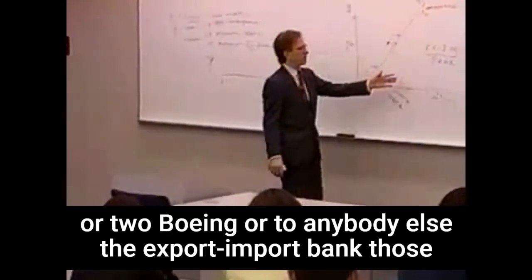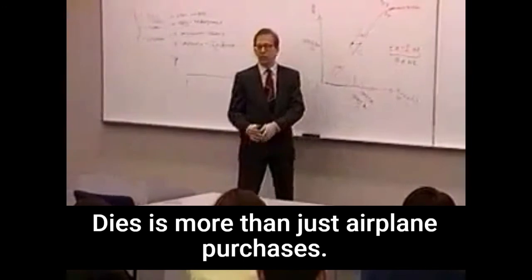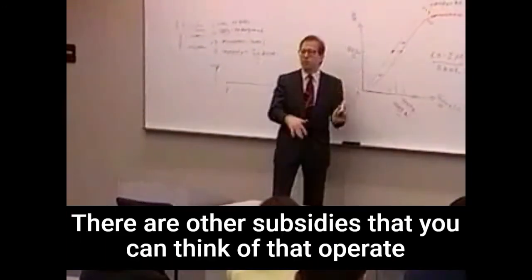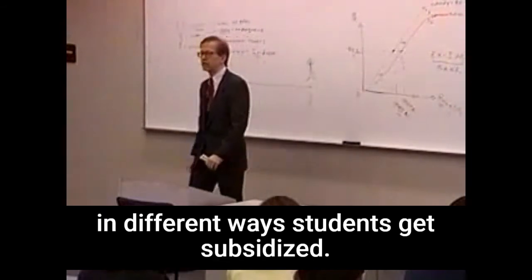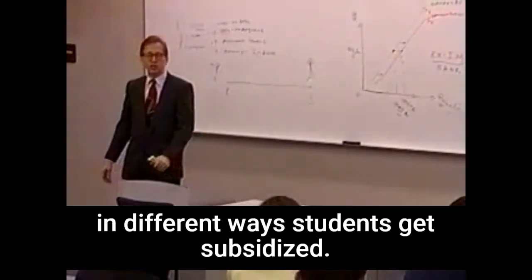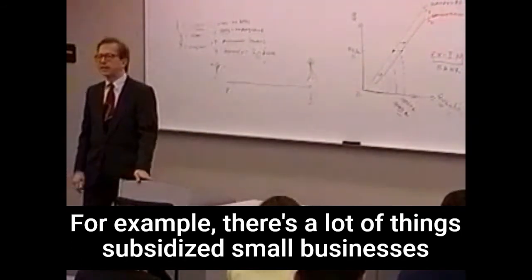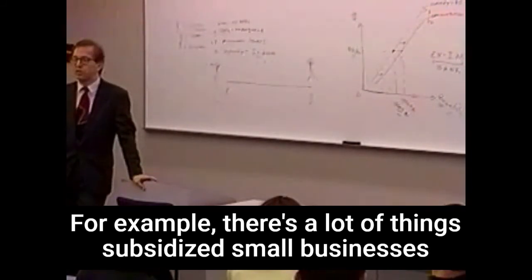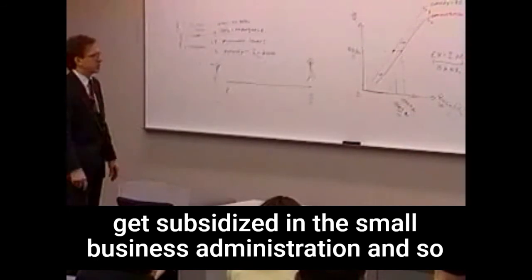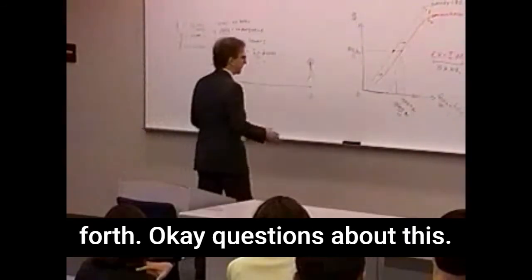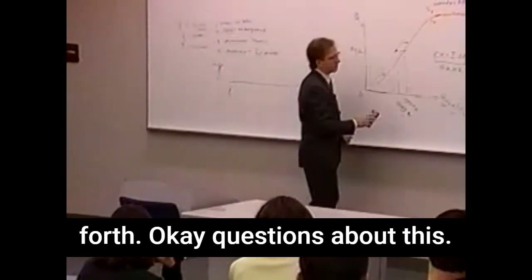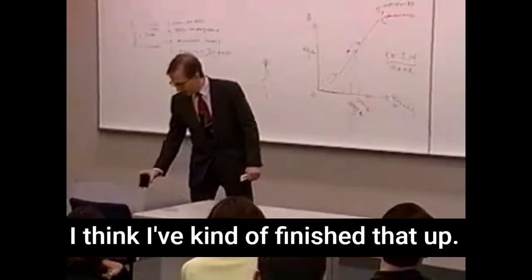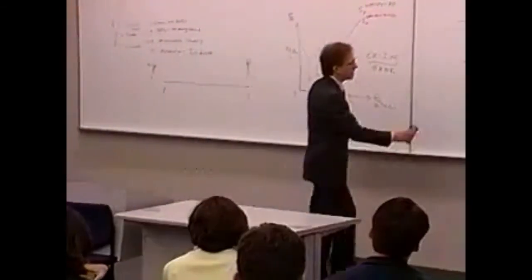The Export-Import Bank, though, subsidizes more than just airplane purchases, and we're still in this business. There are other subsidies that you can think of that operate in different ways. Students get subsidized, for example. There's a lot of things subsidized. Small businesses get subsidized through the Small Business Administration and so forth. Okay, questions about this? What else do I have on my list? Anything? I think I've kind of finished that up.